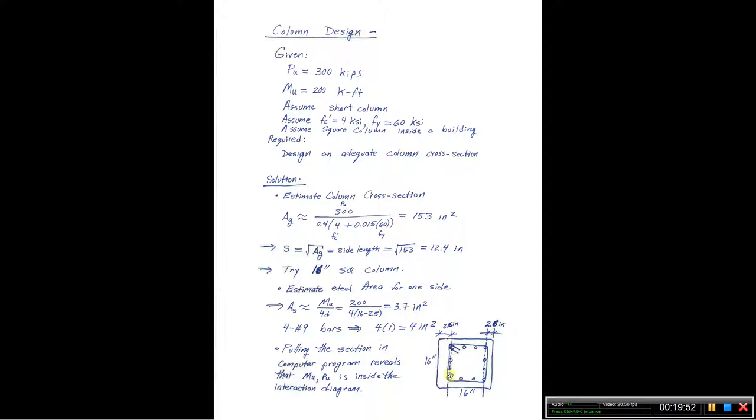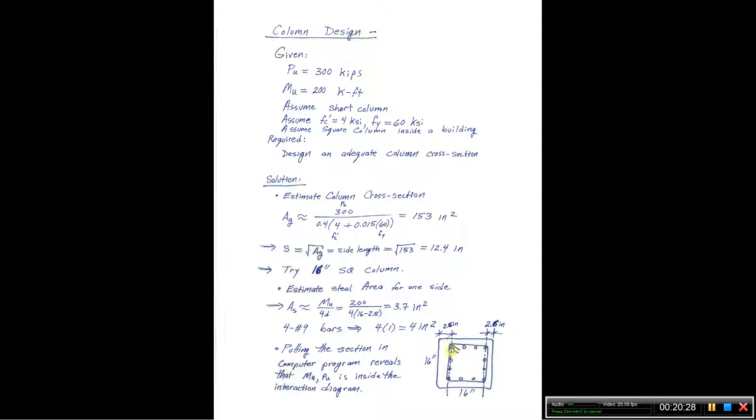So why not? Let's do 4 number 9 bars there, 4 this way, 4 this way, and 4 that way. That gives us a nice symmetrical pattern. So once we have those longitudinal bars designed, and we've spaced them evenly out across the cross section, we can take those and put them into our concrete column computer program and see whether or not it's adequate for these loads up here.